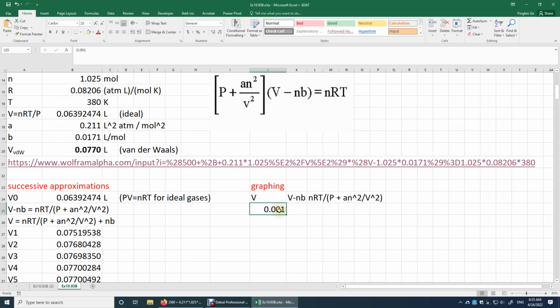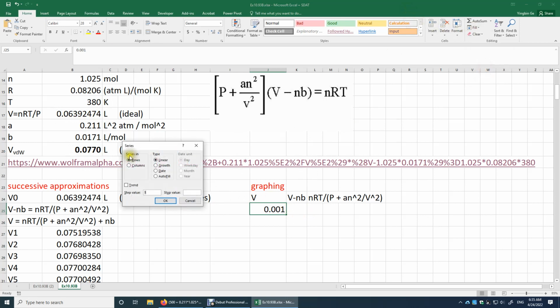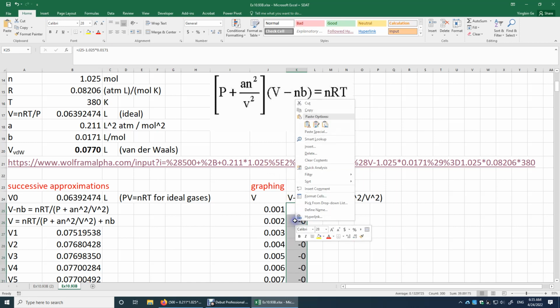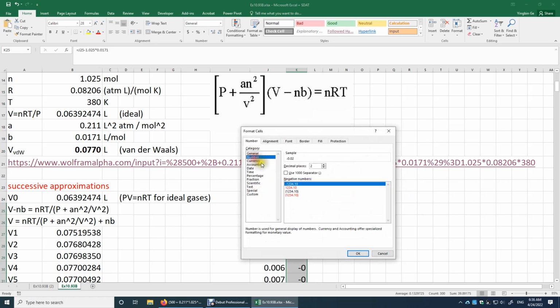So what I will do is fill series, columns, step value, maybe 0.001, stop value, let's say, because if you use PV equals nRT, you get 0.064. So to be on the safe side, I'm going to use a really wide range, all the way to 0.3. All right, so that's good. And then V minus nB. V minus nB is this guy minus 1.025 times B. B is 0.0171. So, all right, just click here. And then show 3 decimal places, format cell. Maybe I'll show you 4 decimal places.